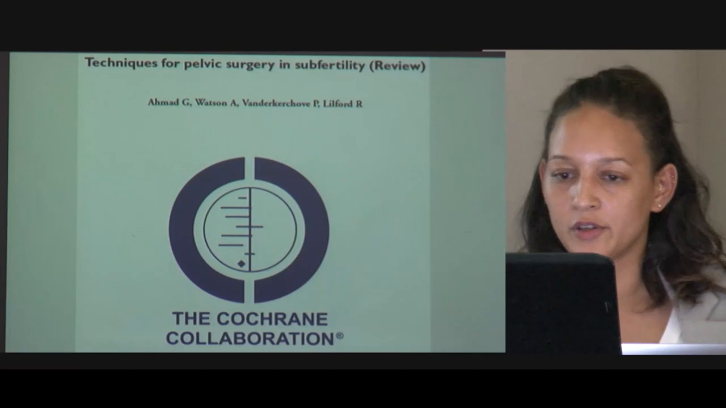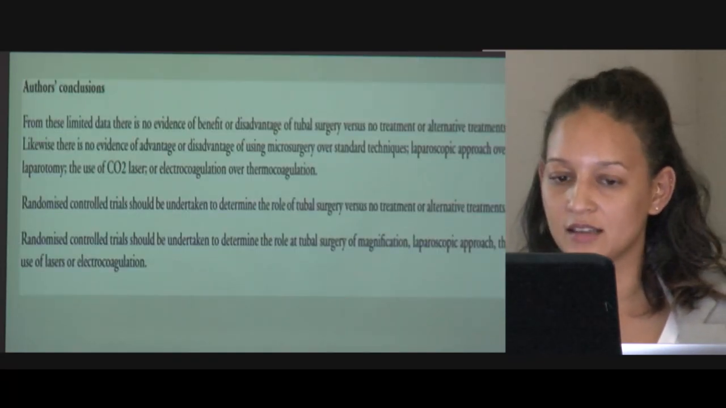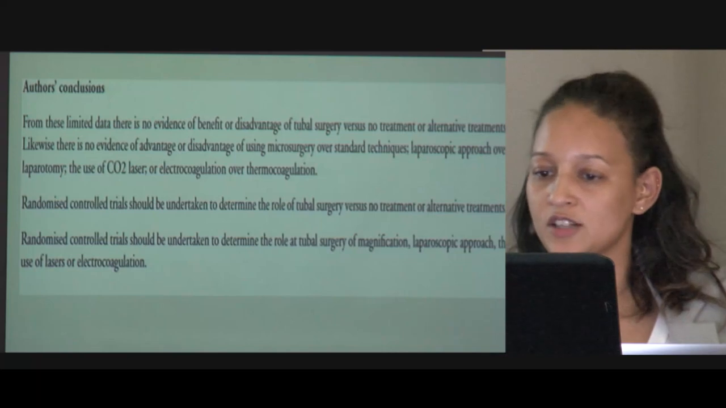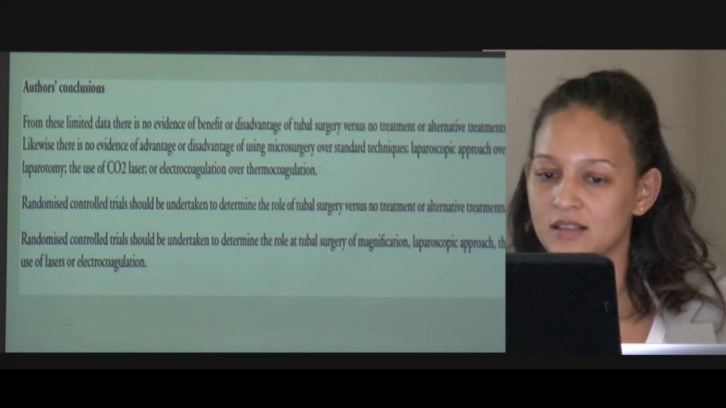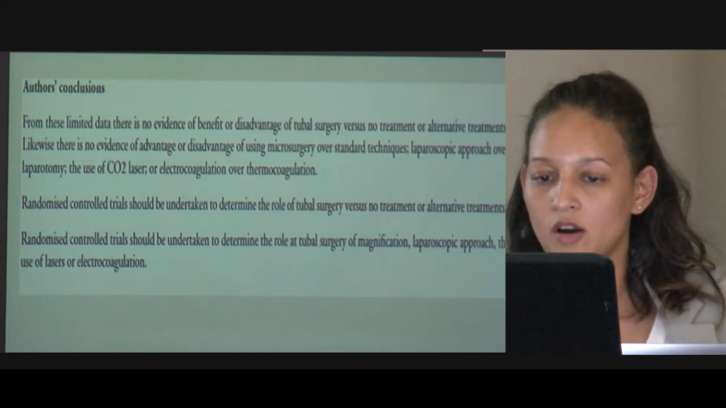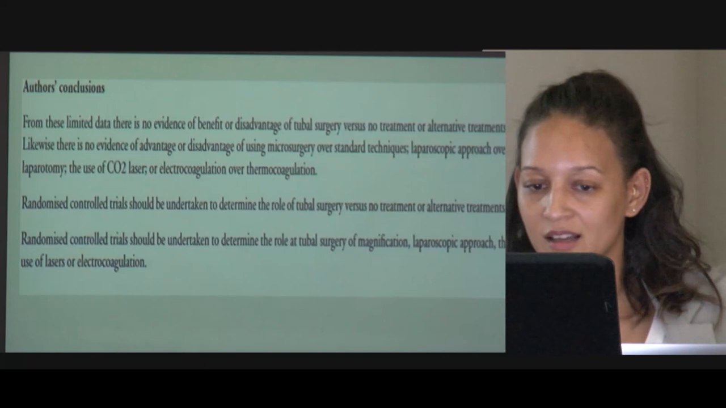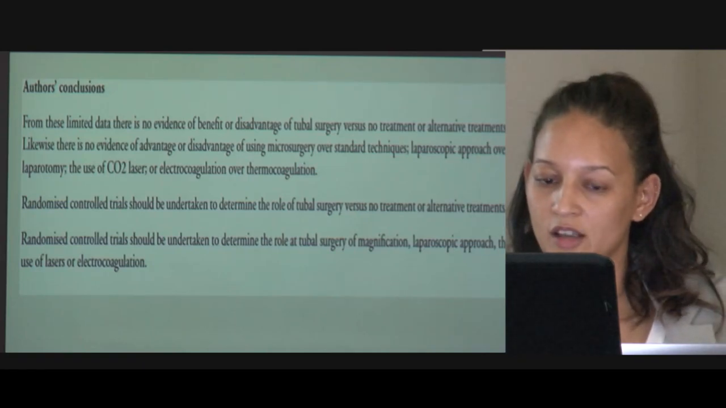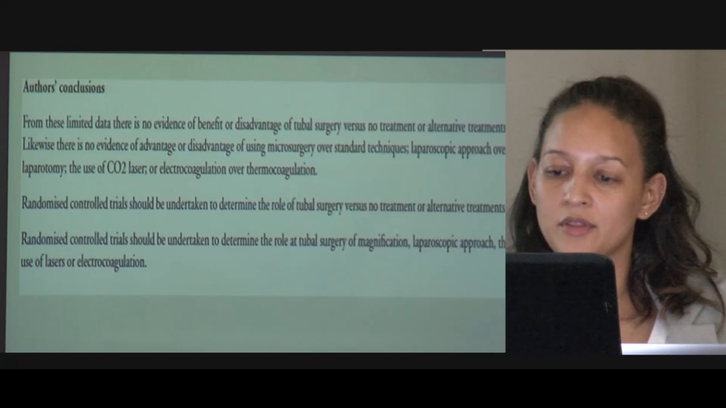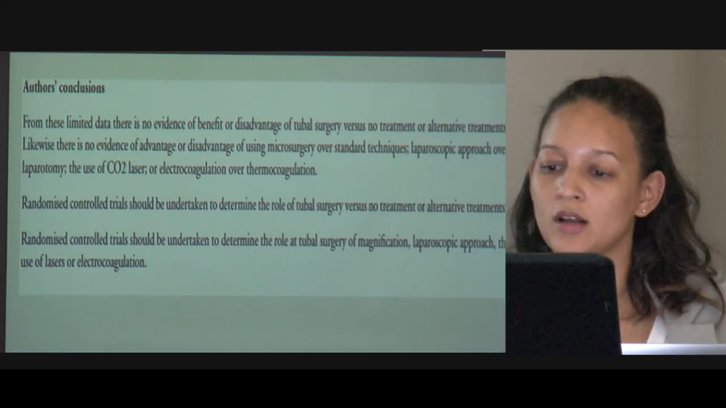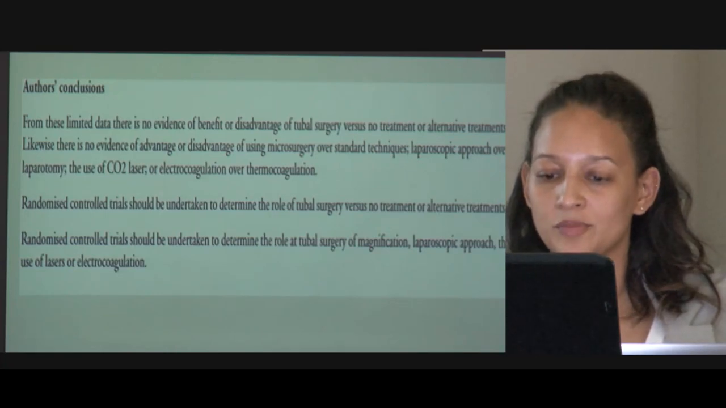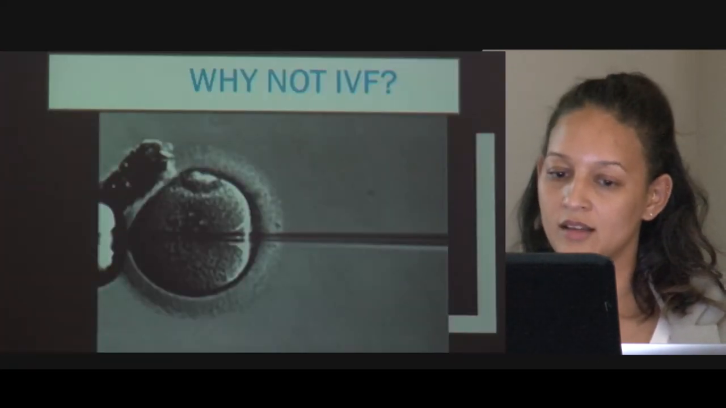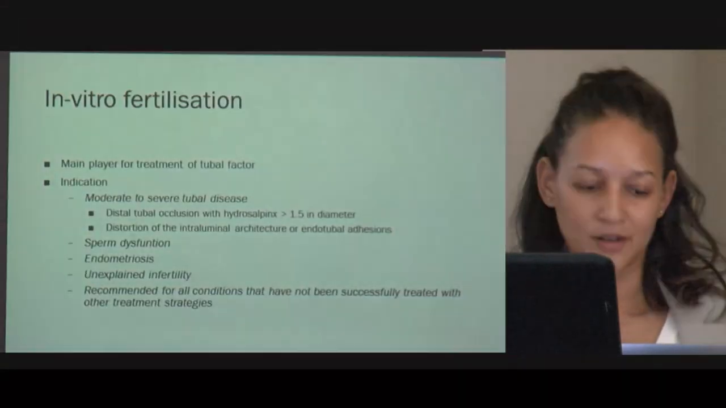This is the Cochrane review for techniques for pelvic surgery and subfertility. From these limited data, there's no evidence of benefit or disadvantage of tubal surgery versus no treatment or alternate treatments. Likewise, there's no evidence of advantage or disadvantage using microsurgery, CO2 laser, electrocoagulation, or thermocoagulation. Randomized controlled trials should be undertaken to determine the role of tubal surgery versus no treatments or alternate treatments, and the role of tubal surgery, laparoscopic or laser electrocoagulation. Why not IVF?